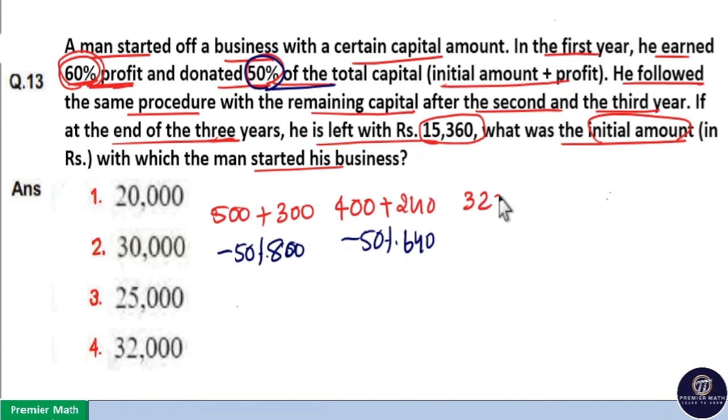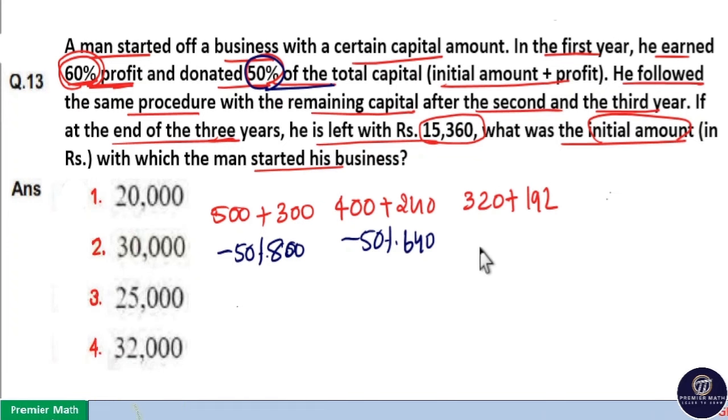Remaining is 320 capital for the third year. He got 60% of 320, which means 10% is 32. So 60% is 6 into 30, 180, plus 6 into 2, 12. So 180 plus 12 is 192 rupees, which is the 60% of 320.